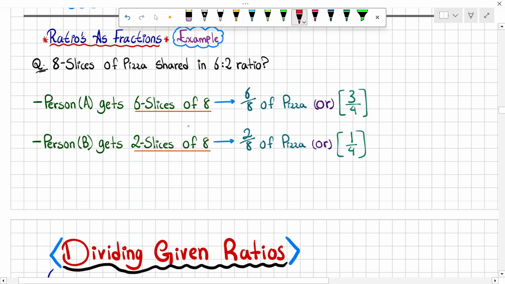Ratios as fractions. 8 slices of pizza shared in 6 to 2 ratio. So you have 8 slices in total shared in 6 to 2 ratio. So 6 of 8 of pizza and 2 of 8 of pizza. 6 over 8 is 3 over 4. 2 over 8 is 1 over 4.